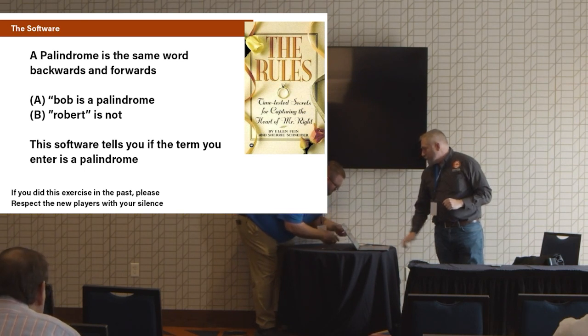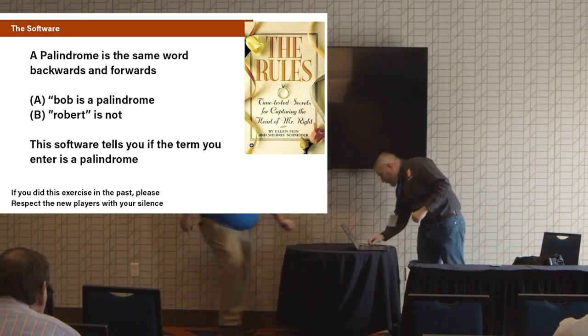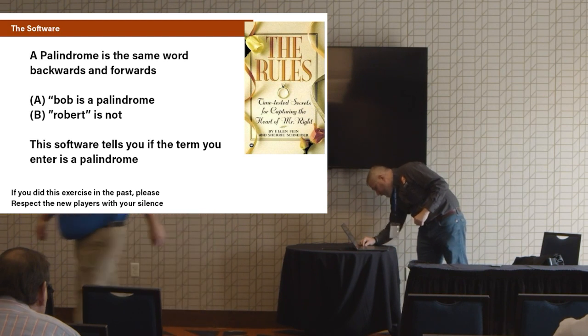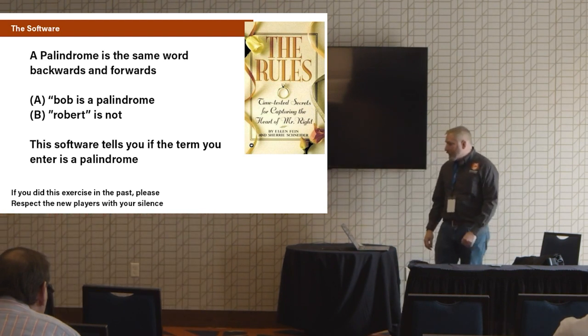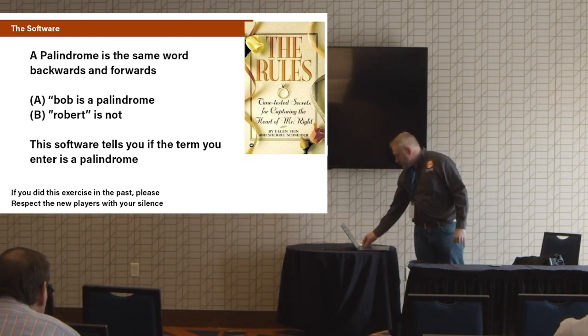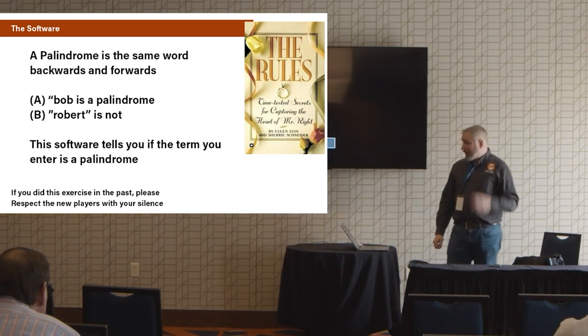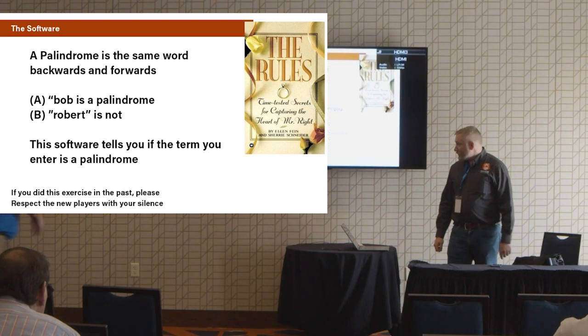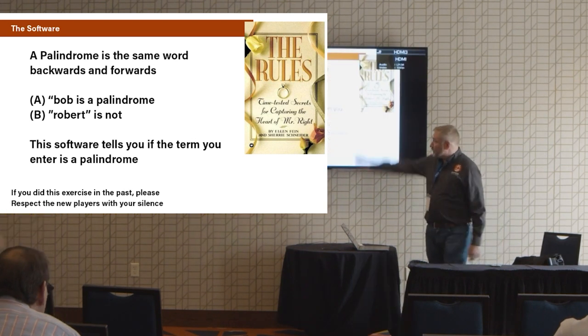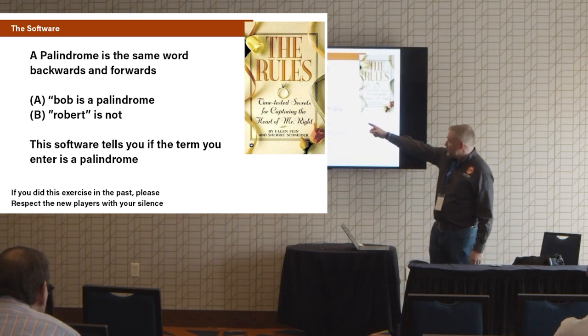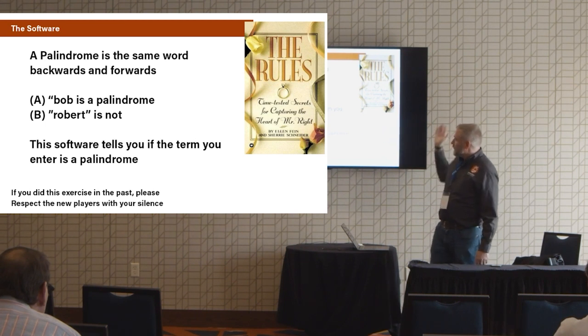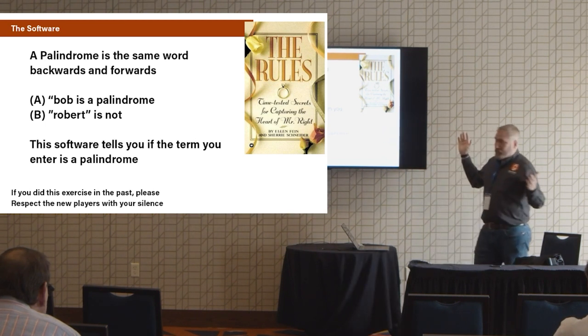All right, so here are the business requirements. It's a palindrome simulator. A palindrome is the same word backwards and forwards. So Bob is a palindrome, and Robert is not a palindrome. Bob backwards is Bob, and Rob backwards is Robert. The software tells you if what you enter is a palindrome.